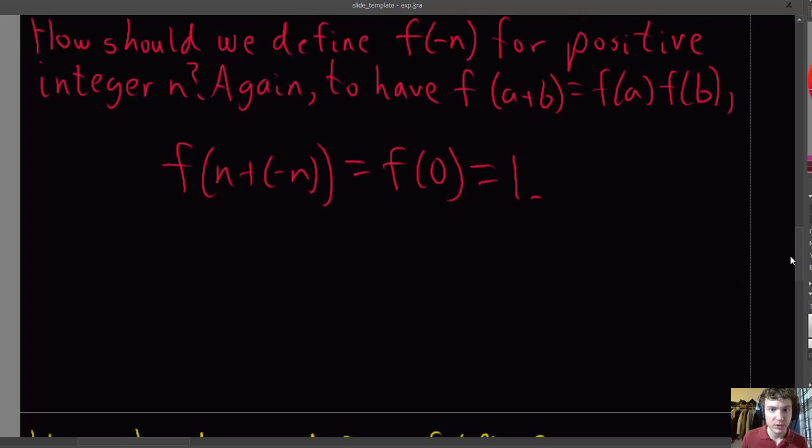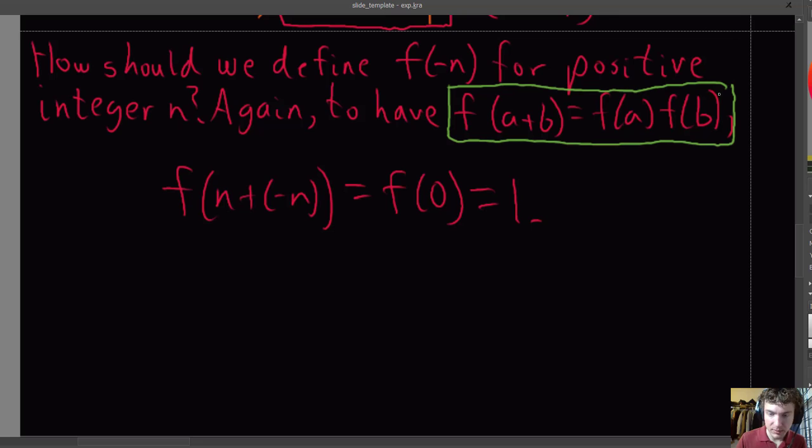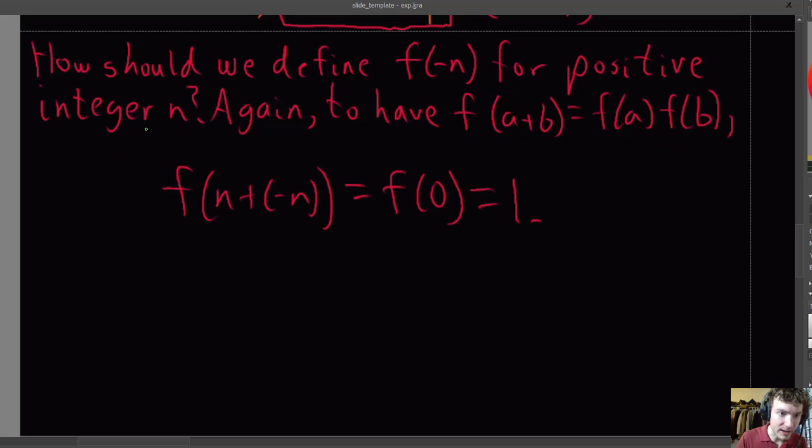Next question. How should we define negative powers, so 2 raised to a negative power? And again, this is a choice. Nothing forces us to define it this way. But we're going to continue to be guided by this property. If we want f of a plus b equals f of a f of b, that tells us what f of a negative integer should be, right? This is f of minus n, where n is positive, so the thing inside is negative. How do we figure out what that should be?